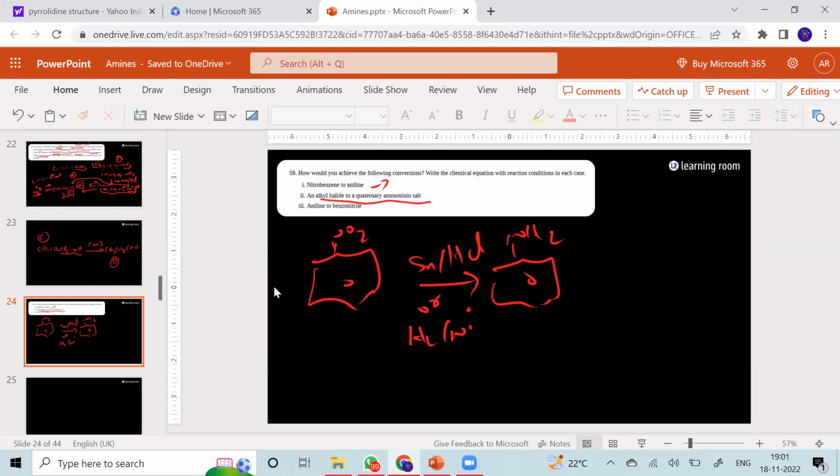Next, an alkyl halide to a quaternary ammonium salt. We have seen this 1,000 times. RX plus NH3 will first give primary amine, then secondary amine, tertiary amine, and eventually quaternary ammonium salt. Next, aniline to benzonitrile. Aniline is this. Benzonitrile is this, NC, as isocyanide. What do you have to put here?